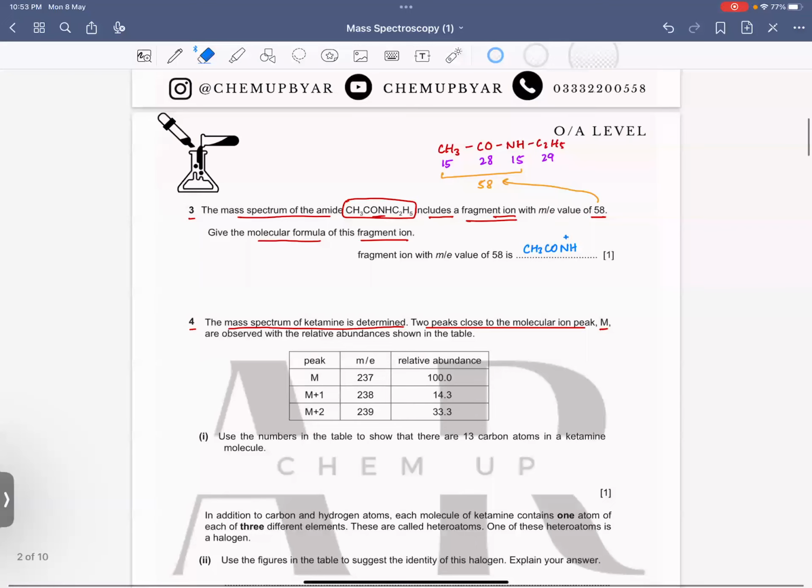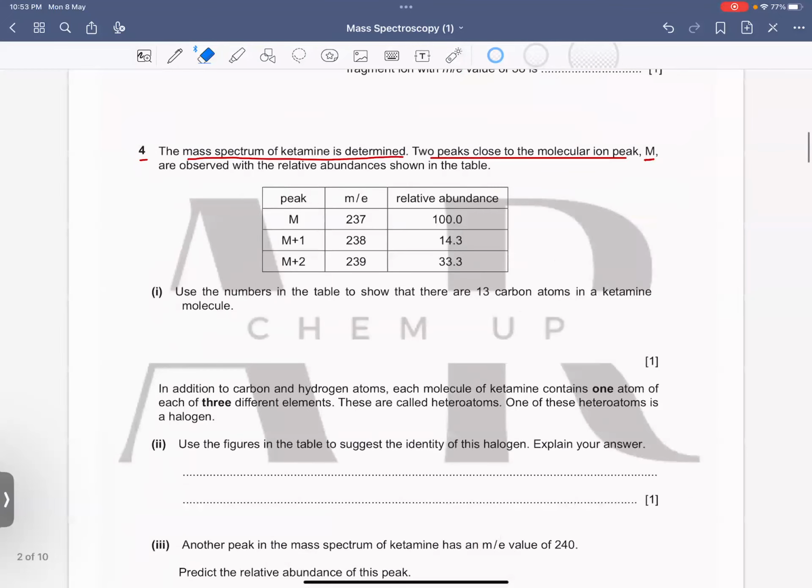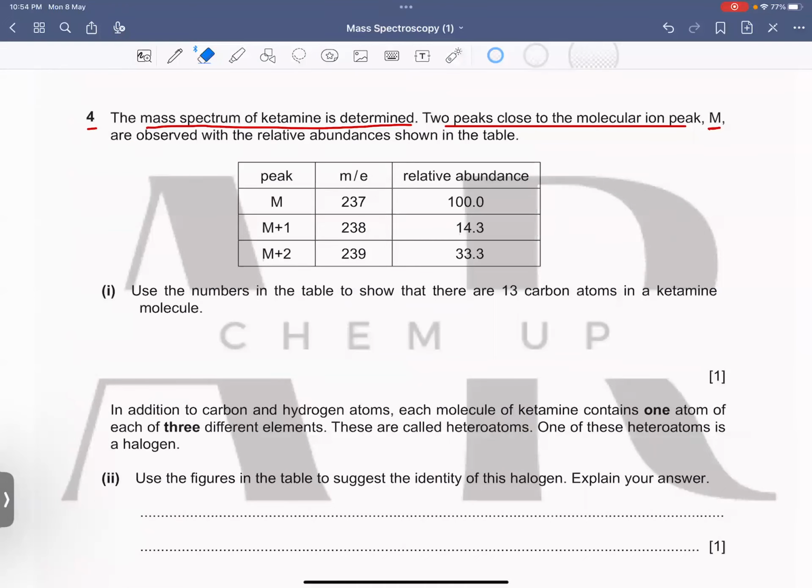Okay. Now question number 4. The mass spectrum of ketamine is determined. Two peaks close to the molecular ion peak M are observed with the relative abundances shown in the table. See, there is an M plus 1 peak and an M plus 2 peak. So from here, what we can conclude is that there is a halogen, right?